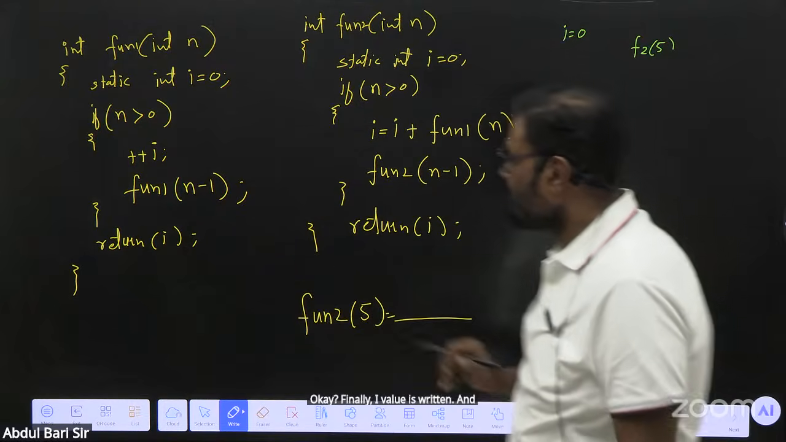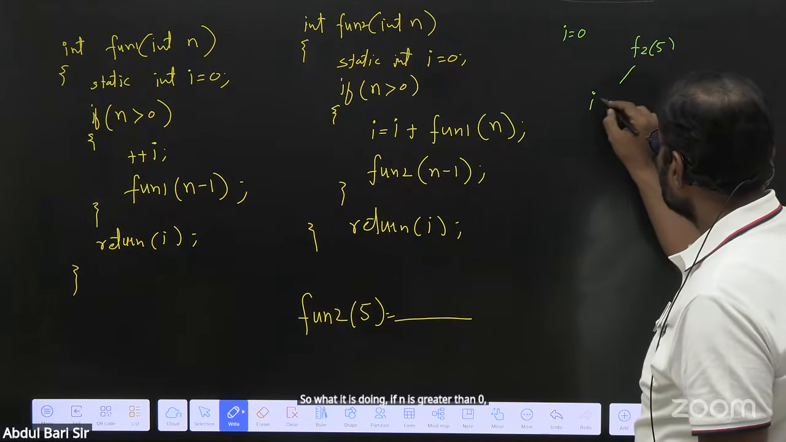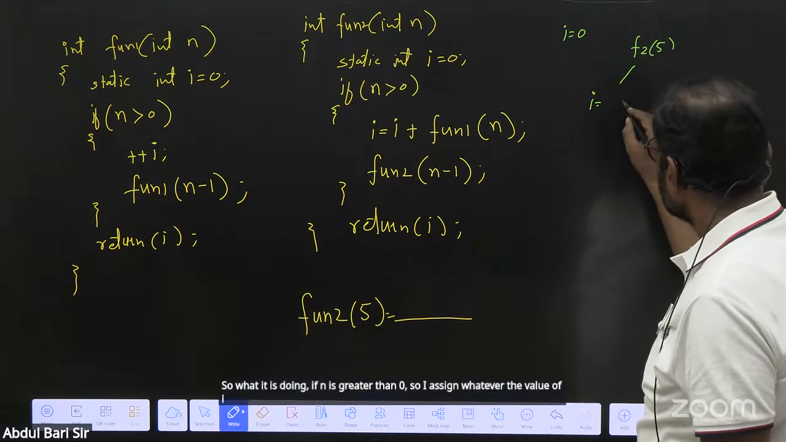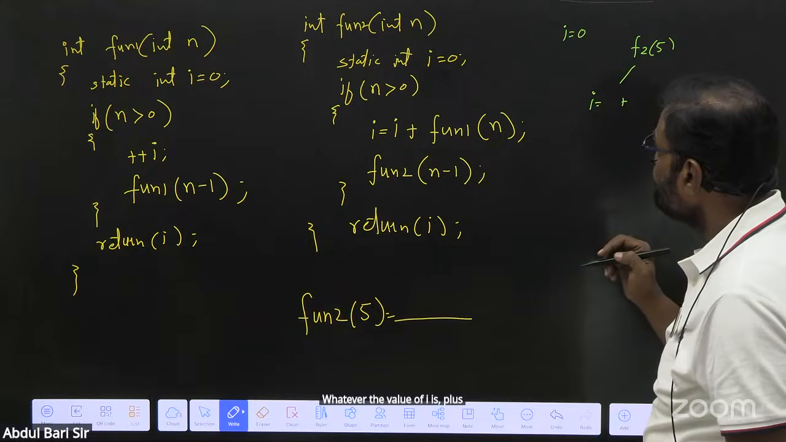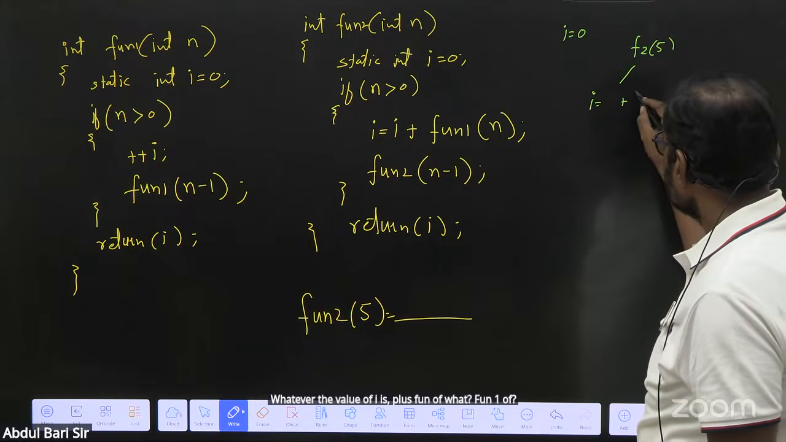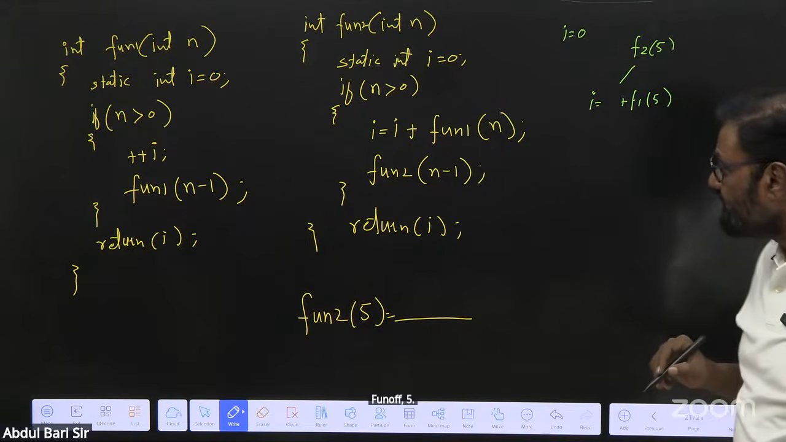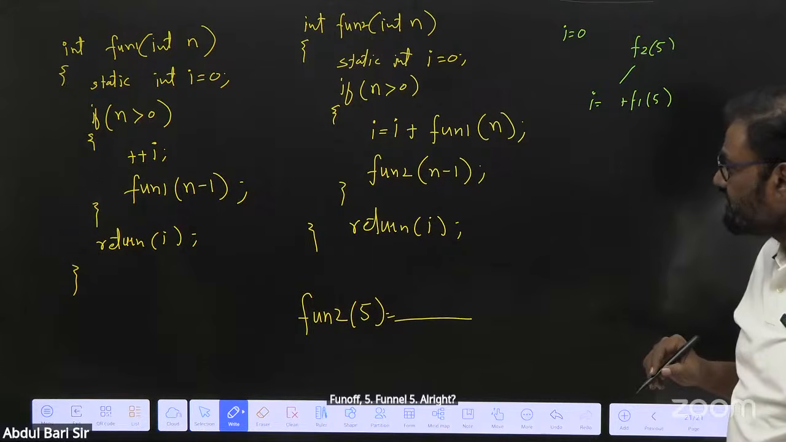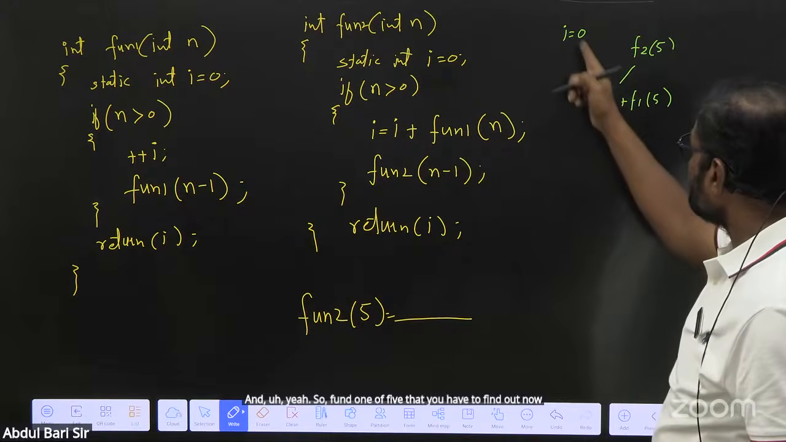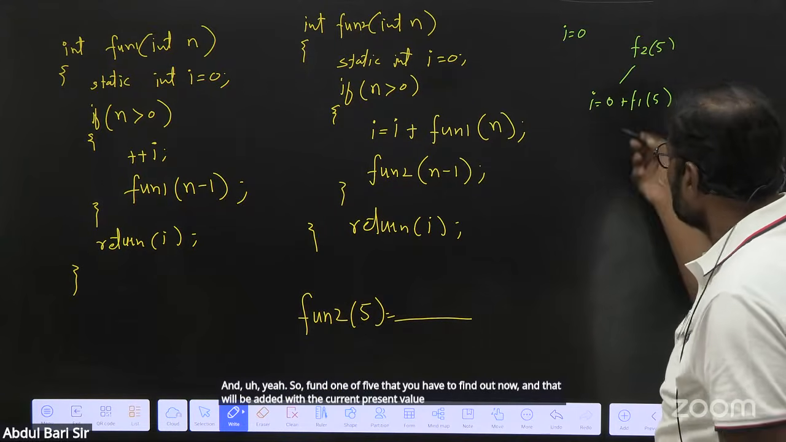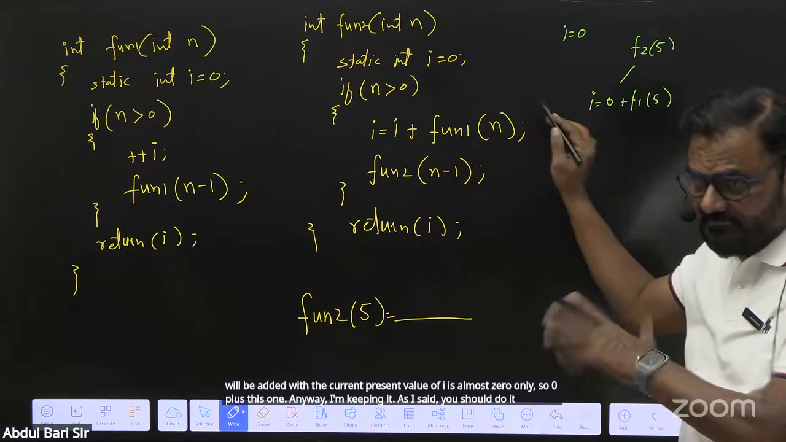And here also the I value is returned. So what is it doing if n is greater than 0? I assign whatever the value of I is plus fun 1 of 5. So fun 1 of 5 you have to find out now, and that will be added with the present value of I, which is 0 only. So 0 plus this one. Anyway, I am keeping it. As I said, you should do it at returning time, but I am writing it.